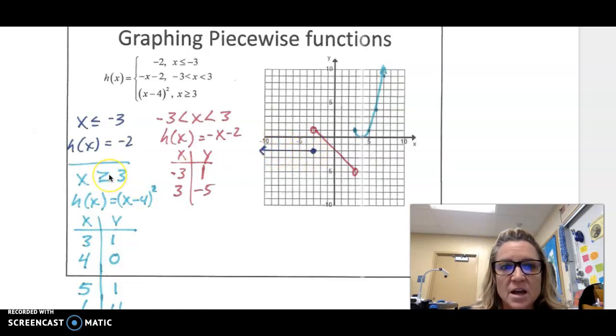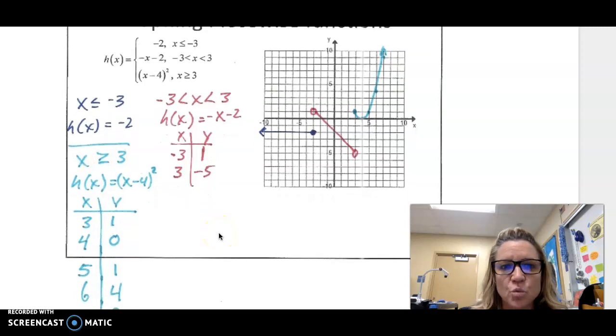Then we've got between -3 and +3. So that's this one right here. It's going to be -x minus 2. So at -3, we're going to take the opposite, which is +3. And 3 minus 2 is 1. That's where that number comes from.